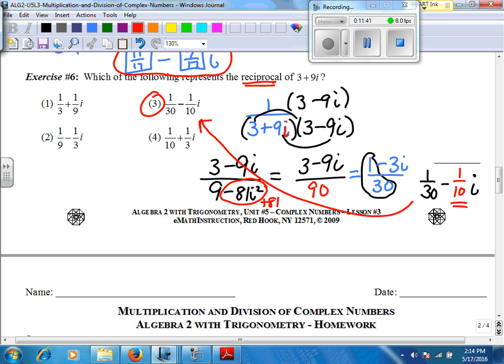So if you can rationalize when there is a radical, it's the same type of concept when you have a complex number or i in the denominator. So that's it for rationalizing complex numbers. We also did some review of multiplying complex numbers. So this in general got you a little bit of practice on a couple different topics.